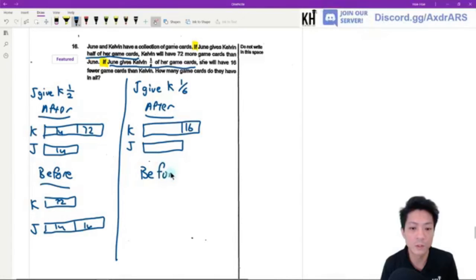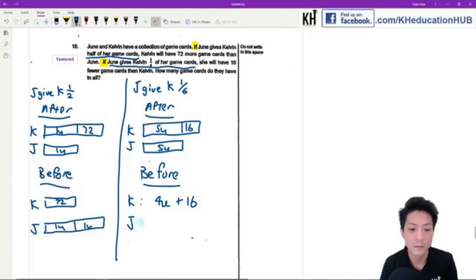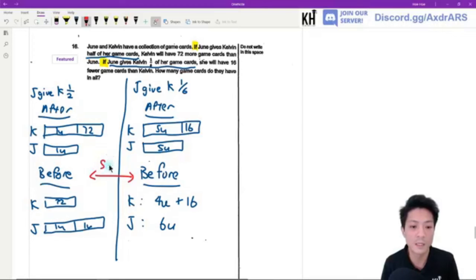If we were to work back the before model, if June gives Kelvin 1/6, that means this will be 5 units. J will need to take back 1 unit, which means that K will have, I'm not going to draw the model for this, 4 units plus 16. J will have 6 units. The key idea is the before model, right? They are the same.